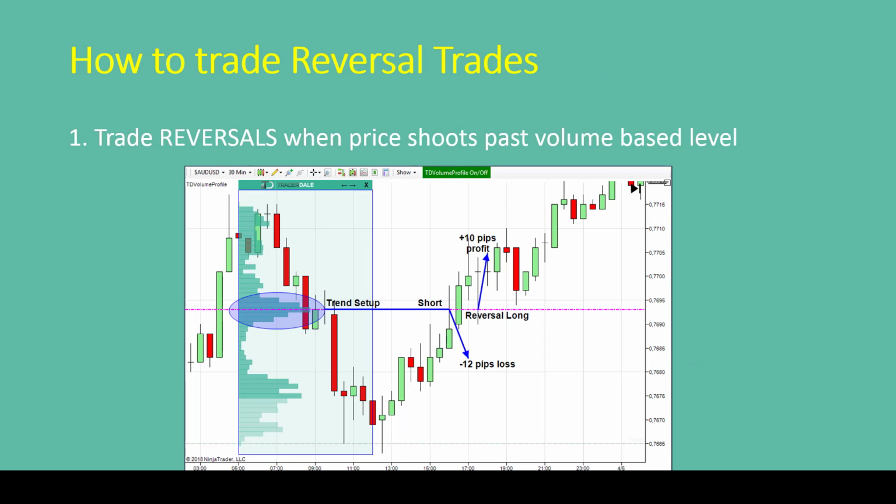So let me now finally show you how to trade the reversal trades. There are three ways or three market conditions under which you can trade the reversals. So the first case is when the price shoots past volume-based level.